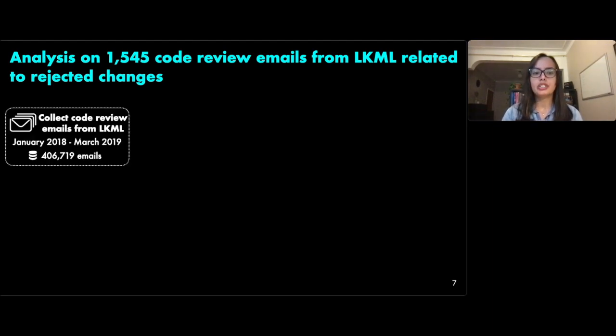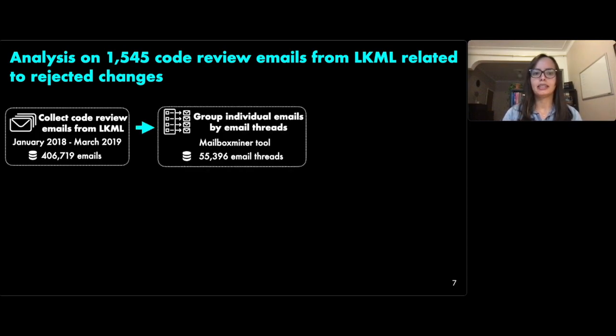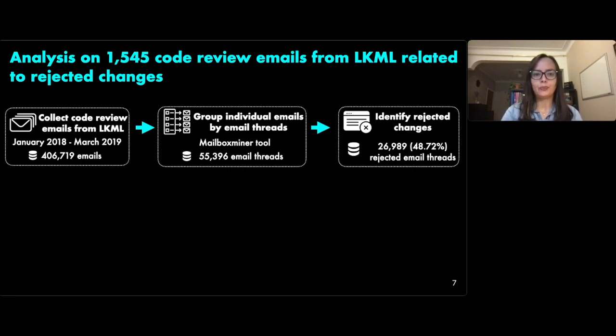First, we collected code review emails from the Linux kernel mailing list in the period from January 2018 to March 2019. In this step, more than 400,000 emails were collected. Then we grouped the emails, because an email can have many replies, so we grouped individual emails by email threads using the mailbox miner tool, and that resulted in a total of 55,000 email threads.